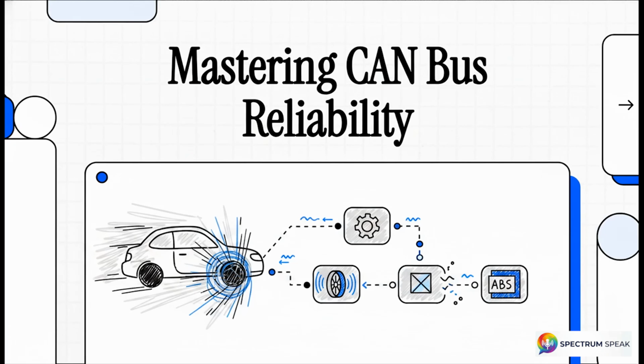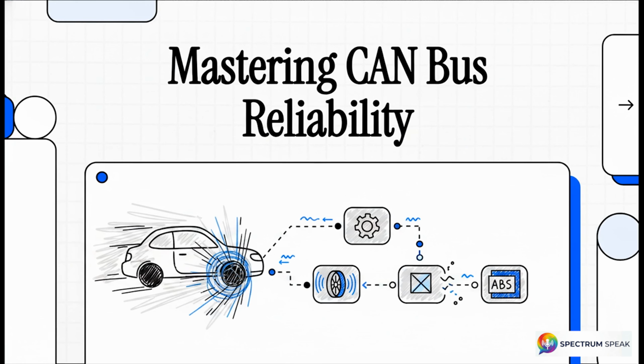Picture this. You're cruising down the highway at 70 miles per hour, and suddenly you have to slam on the brakes. In that moment, every single microsecond counts. The ABS, the engine control unit, the wheel speed sensors, they all must communicate instantly and flawlessly. If a single message drops or gets misread, lives are quite literally at stake.